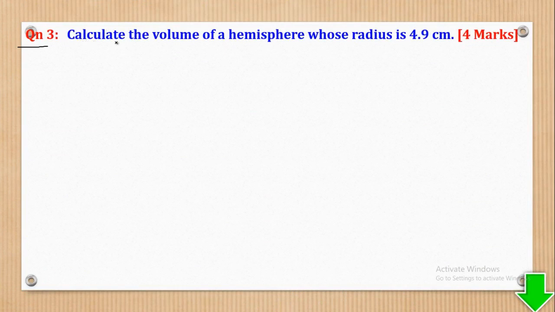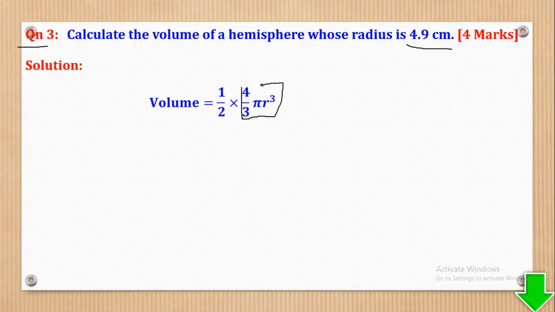So question 3 says, calculate the volume of a hemisphere whose radius is 4.9 centimeters. So first of all, you have to know that a hemisphere is half of a sphere. So volume of a sphere is 4 over 3 pi r cubed. Therefore, because a hemisphere is half of a sphere, that's why I multiply by a half to get the volume of a hemisphere.